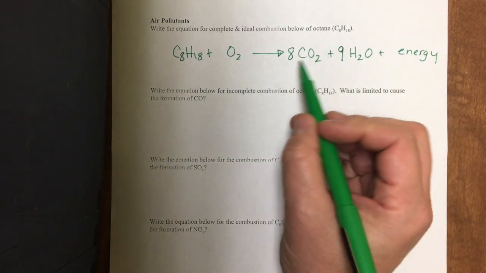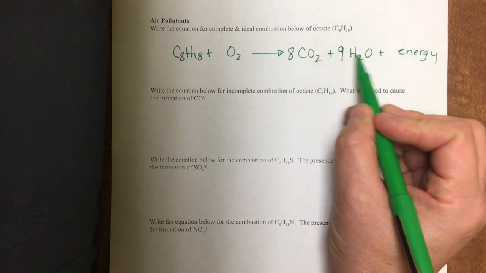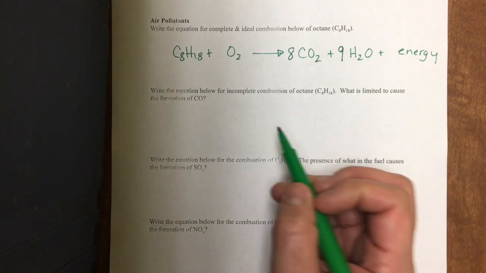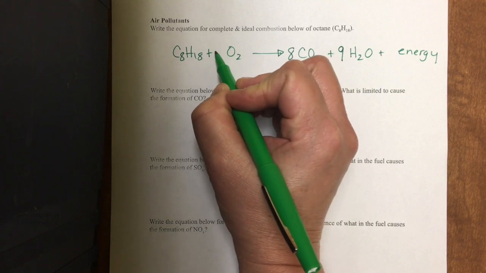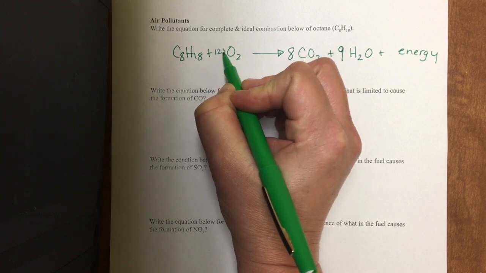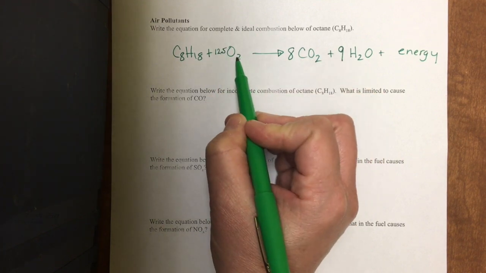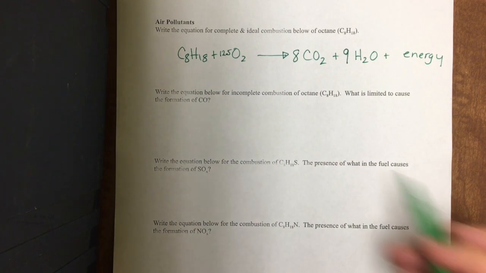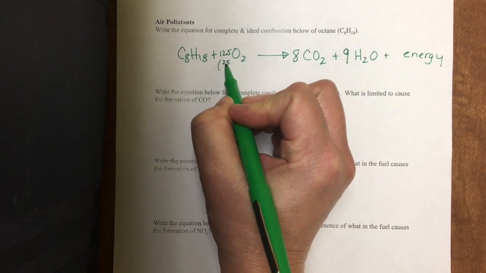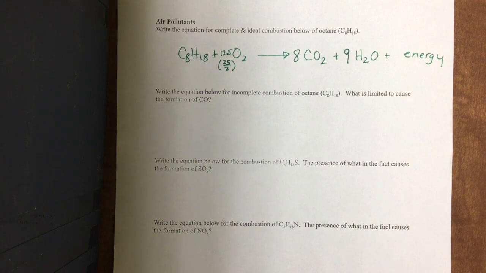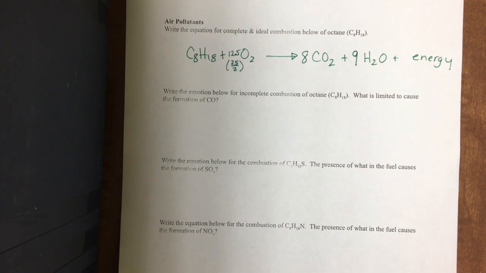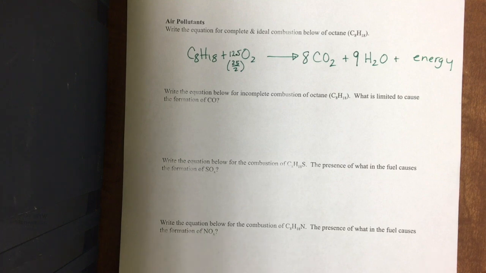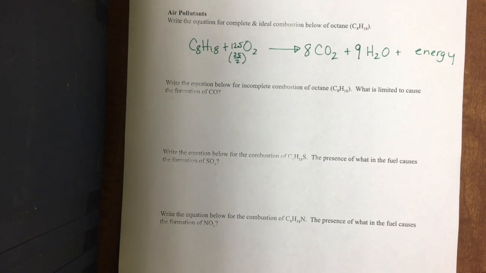And then in the end, I'm going to have 8 times 2, 16, plus 9, which gives me 25. So I'm going to do 12.5 in front of this, which I can do because O2 is a diatomic. The other way I could do it is 25 halves, and so I could do half of an O2, which would just be an O. So that would be the equation for complete and ideal combustion of octane.